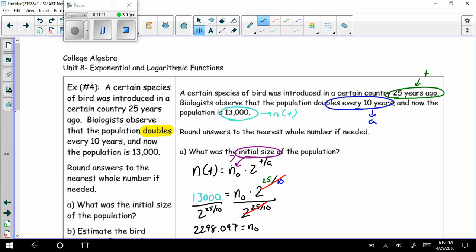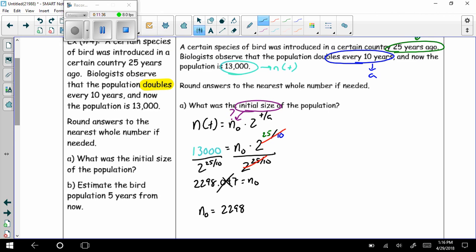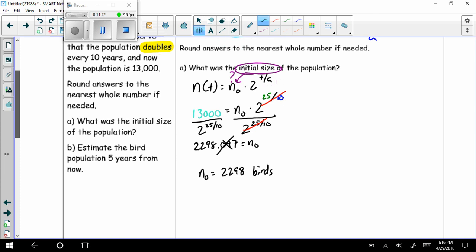Again, we're talking about population here, specifically the population of a bird, and so it doesn't make sense to include that piece of the decimal. And so the initial amount, or my n sub 0, is 2298 birds. And so that's the first thing that I'm looking at.